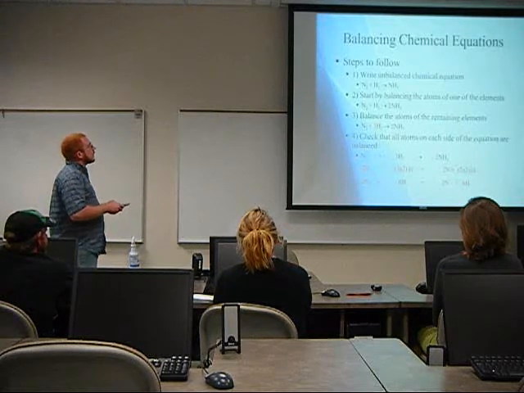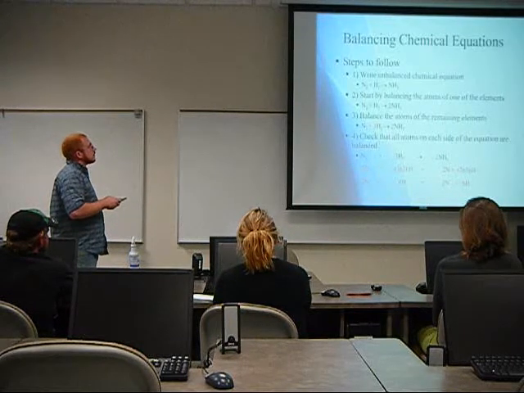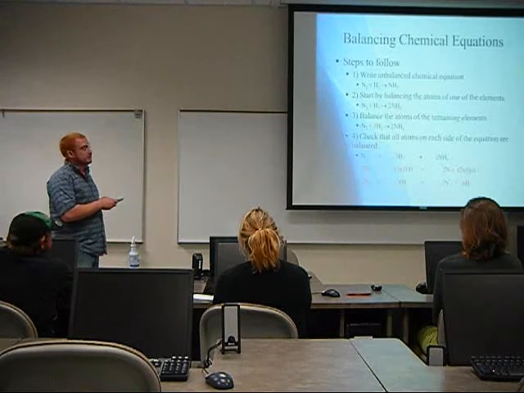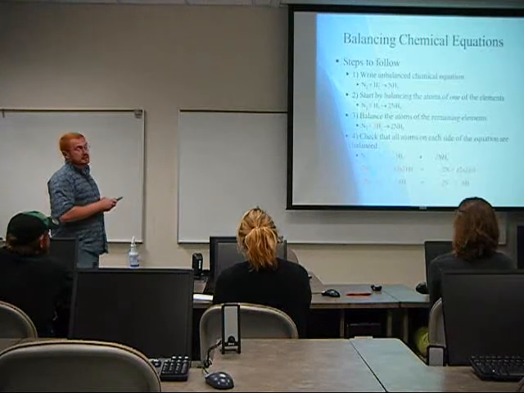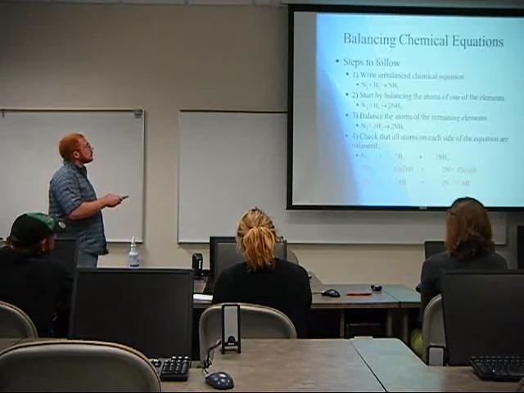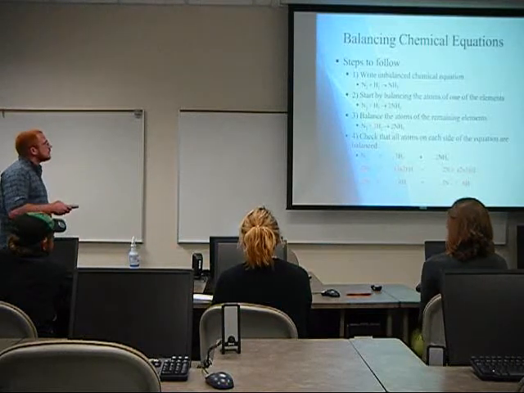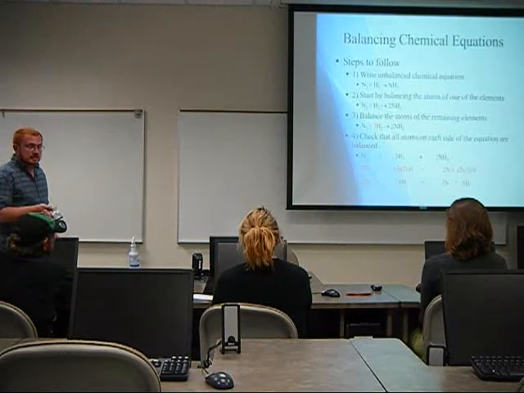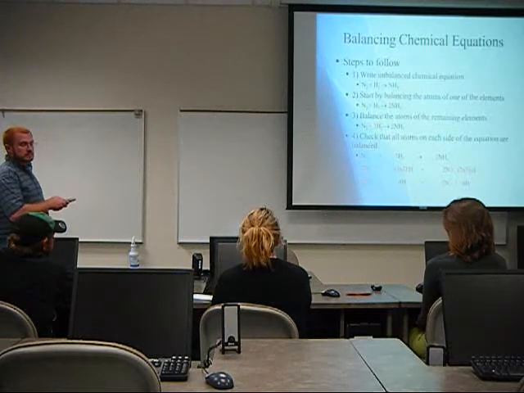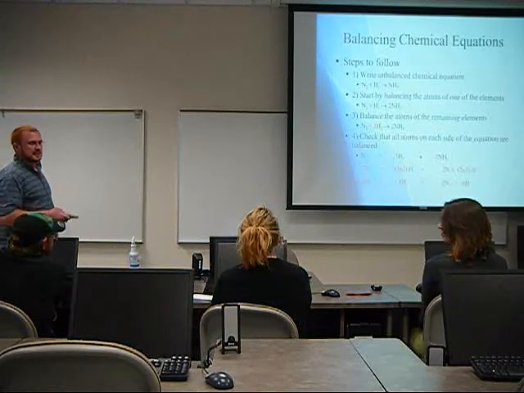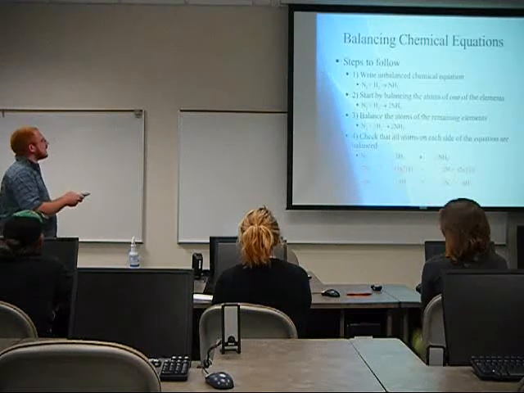Here is an unbalanced chemical equation. In this case, N2, which is molecular nitrogen, plus H2, which is molecular hydrogen, turns into NH3, which is ammonia. It's a gas. And does this look balanced to you, Deborah? You know it's not. I already said it wasn't. Yeah. I'm just making sure you're paying attention.